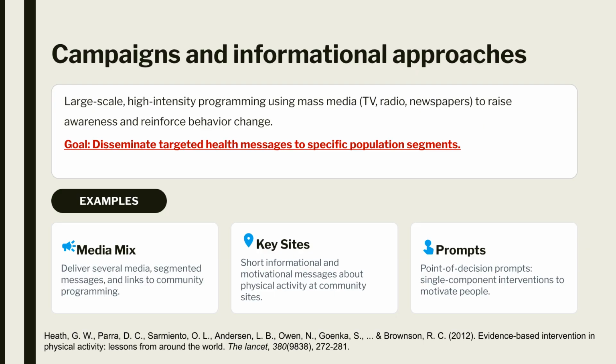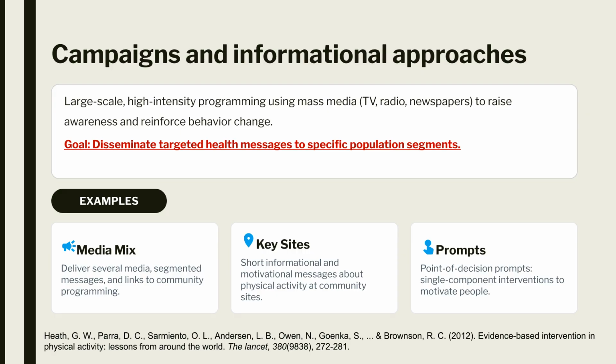However, evidence from systematic reviews suggests that the effectiveness of community-wide interventions can be inconsistent, particularly in low to middle-income settings or when high-quality evidence is limited. That said, mass media campaigns can still be effective, especially when they are integrated with community-based programs.